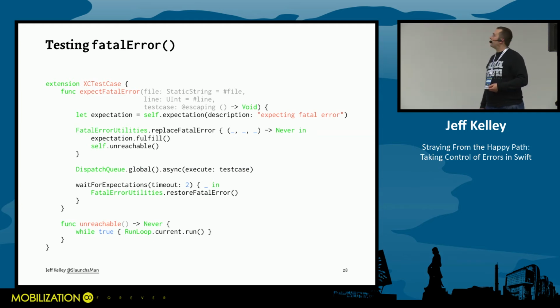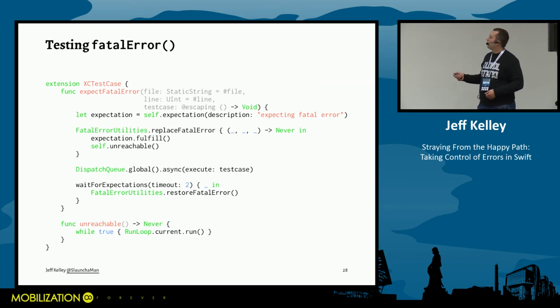So you can make this extension on XCTestCase that expects a fatal error to happen. So again, you've got to give it the file name and line number. This is important in tests so that when the test fails, you see the test failure at the actual test and not here in the code. So you make an expectation saying that the fatal error should happen. And then you replace fatalError with your block. Now, your block still has to be a never-returning method. So there's just this unreachable method that just runs the run loop forever.